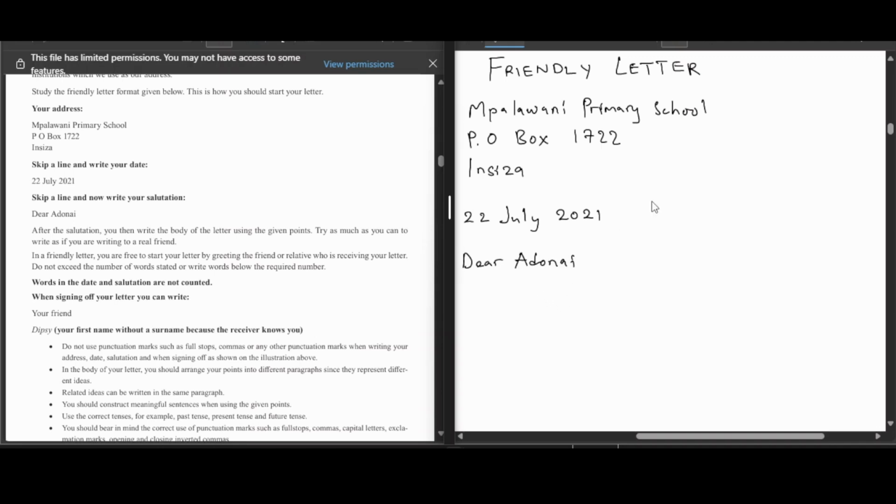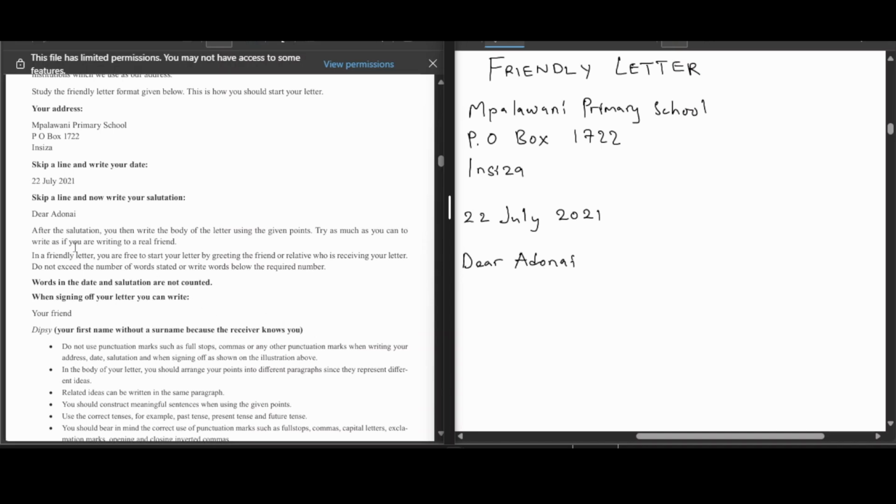So as you can see, we write our address on the left, whereas in the business letter, we write our address on the right. We write the date on the left, whereas in a business letter, we write it on the right. Then our salutation, it is on the left, the same as in a business letter. The difference here is we do not say dear sir, dear madam, or dear sir or madam, because we know the person, he or she is a friend. We write their name, Dear Adonai.